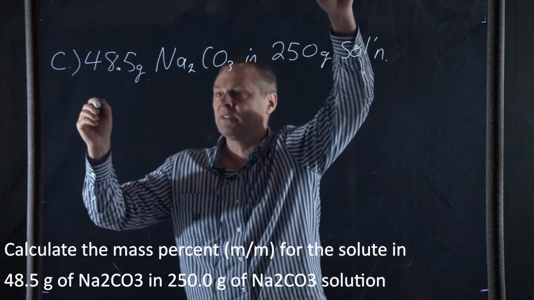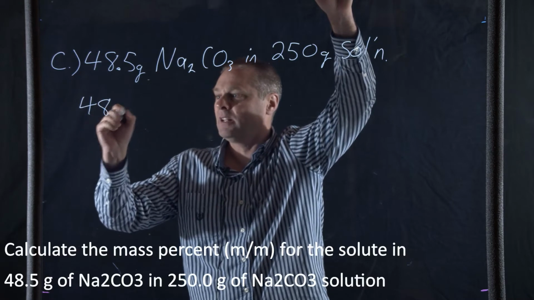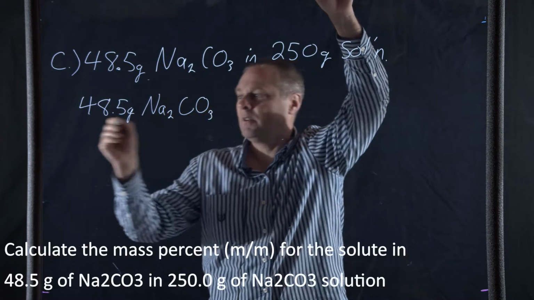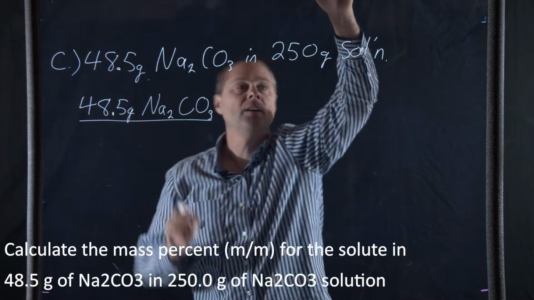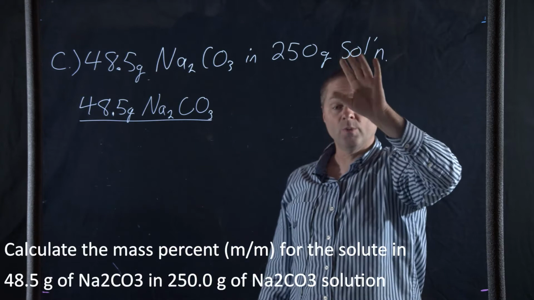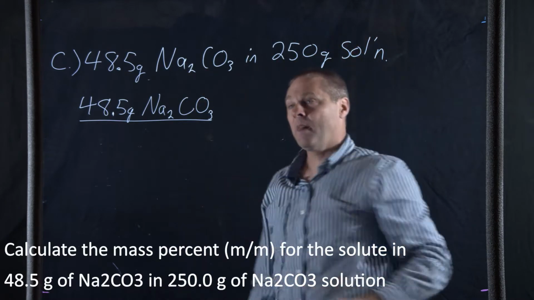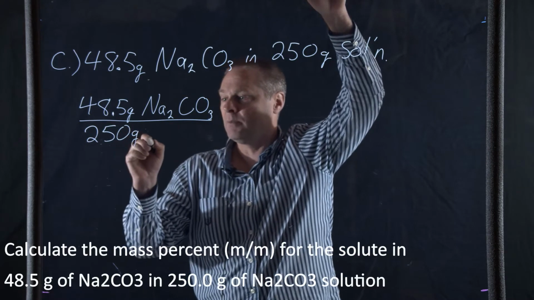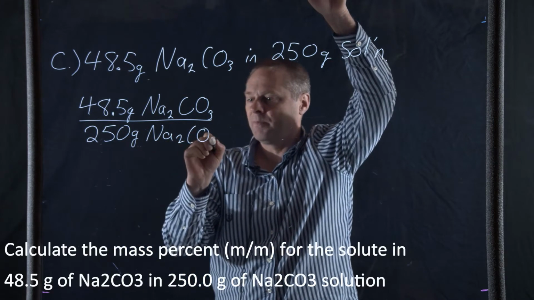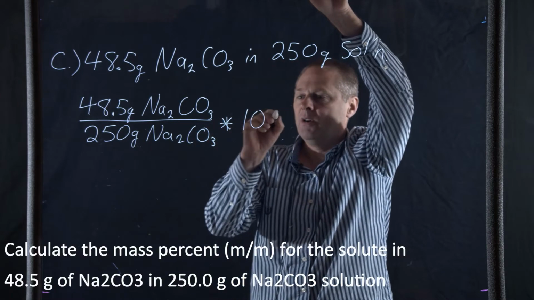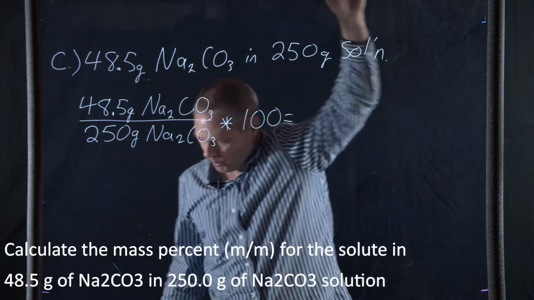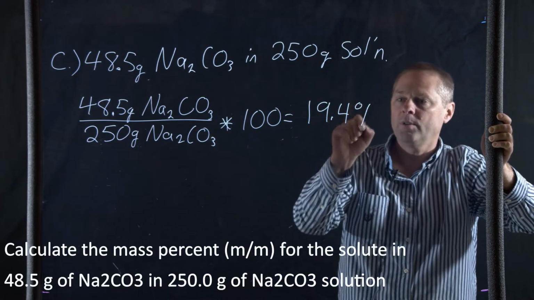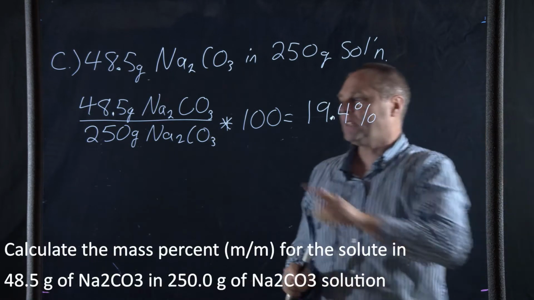So we're going to take the mass of the solute, that's 48.5 grams of sodium carbonate, divided by the mass of the solution. Now the solution, once again, is going to contain water and the sodium carbonate. And so that would be 250 grams multiplied by 100. And what we get for that is 19.4%, because it's mass by mass.